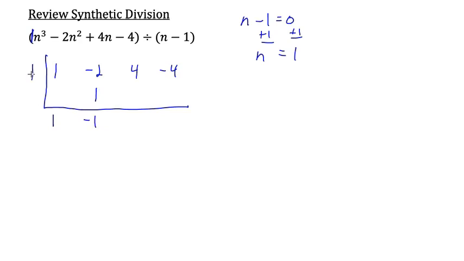Now we multiply again. 1 times negative 1 is negative 1. Now we add. 4 plus negative 1 is 3. And we multiply, always by this zero here. So 1 times 3 is 3. It goes here, and we add. Now this last number here is the remainder. So n cubed minus 2n squared plus 4n minus 4 divided by n minus 1 equals n squared, or 1n squared, minus 1n plus 3. And this is a negative number here, so it'll be minus 1 over n minus 1.